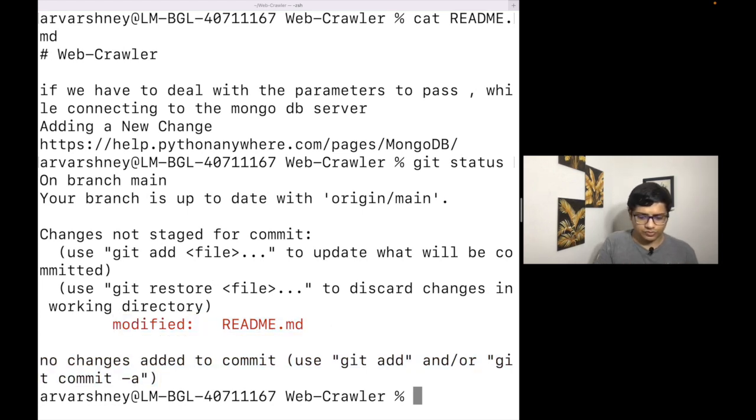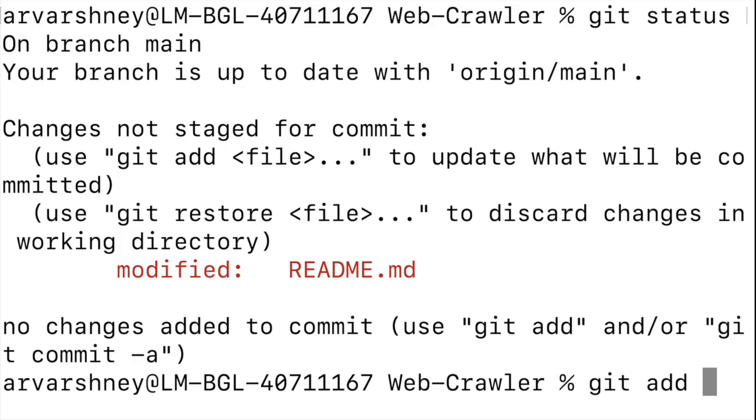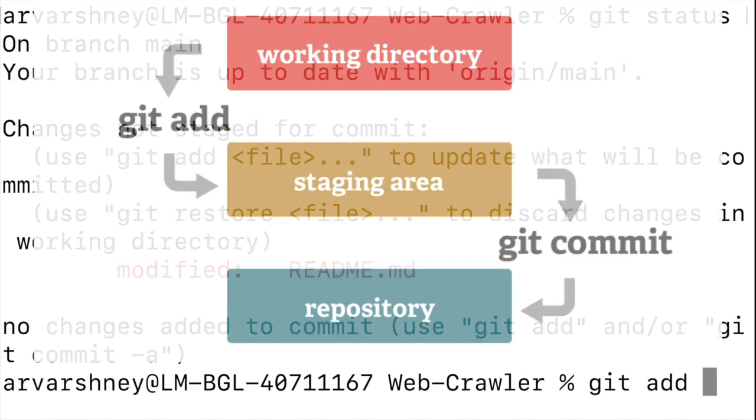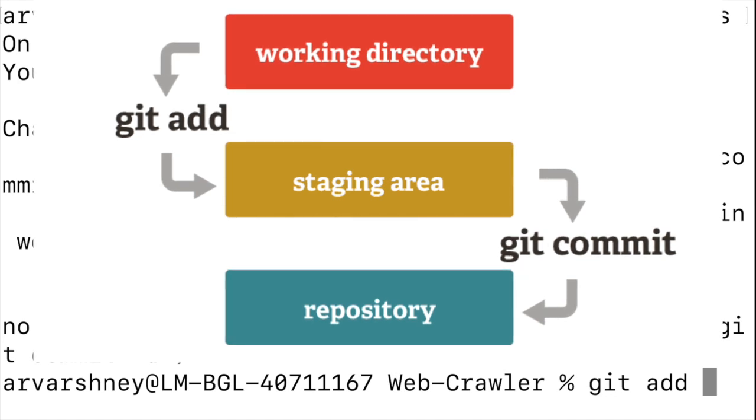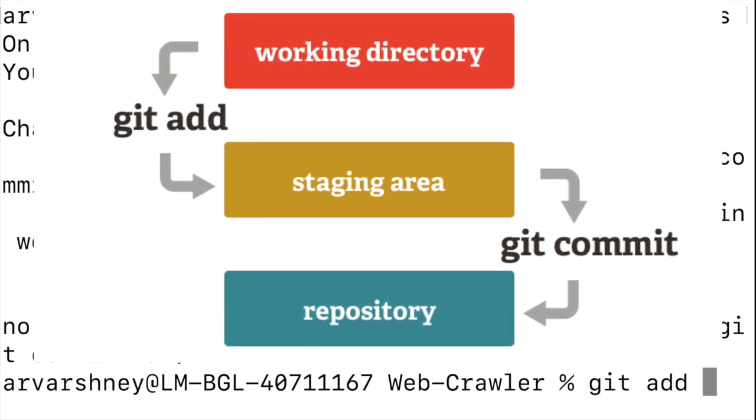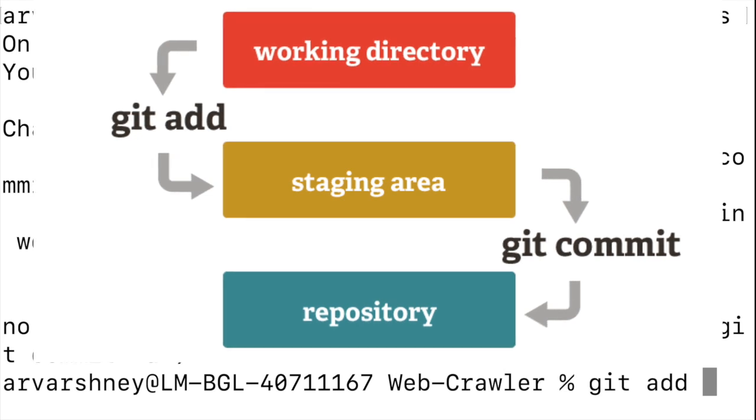So what you need to do is first add those changes. What the git add command does is take the changes that you have made in the file to the staging area. What is a staging area, and what is the benefit of using the staging area in between the working directory and the git repository?